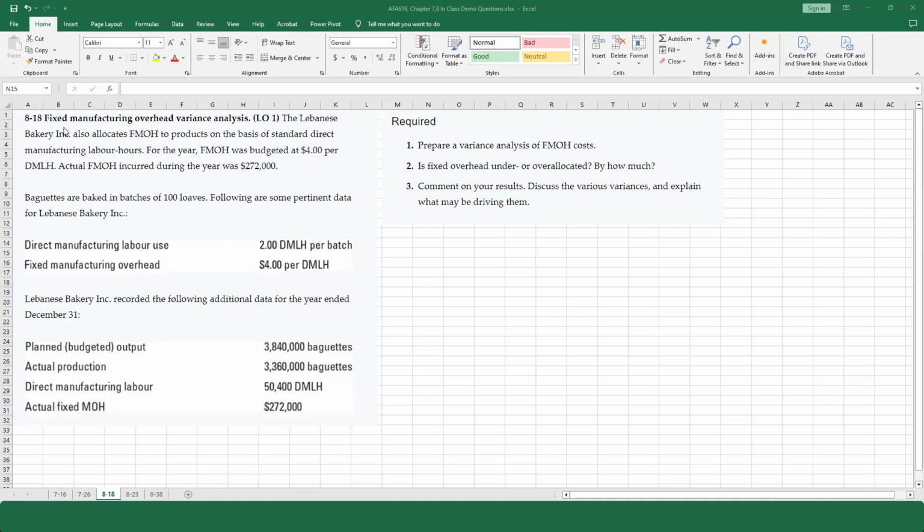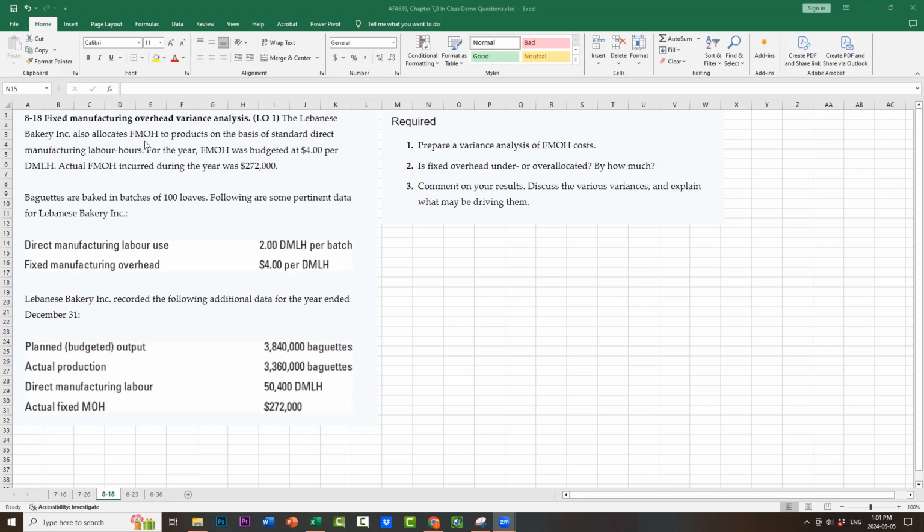So this question, we're going to solve it. The Lebanese Bakery Inc. also allocates FMOH, which is fixed manufacturing overhead, to products on the basis of standard direct manufacturing labor hours. So let's just think what this means.